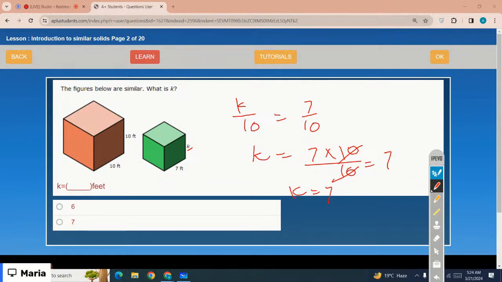So you have to make a proportion of the similar sides and then you have to equate them. So that means k equals 7. The correct option is k equals 7.